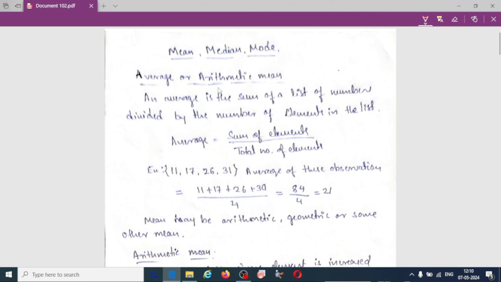First we need to understand what is mean, or we call that the average, or arithmetic mean. An average is the sum of a list of numbers divided by the number of elements in the list. How do you calculate the average? You take the sum of the elements and divide it by the total number of elements. So this is the formula to calculate the average: sum of the elements over the total number of elements.